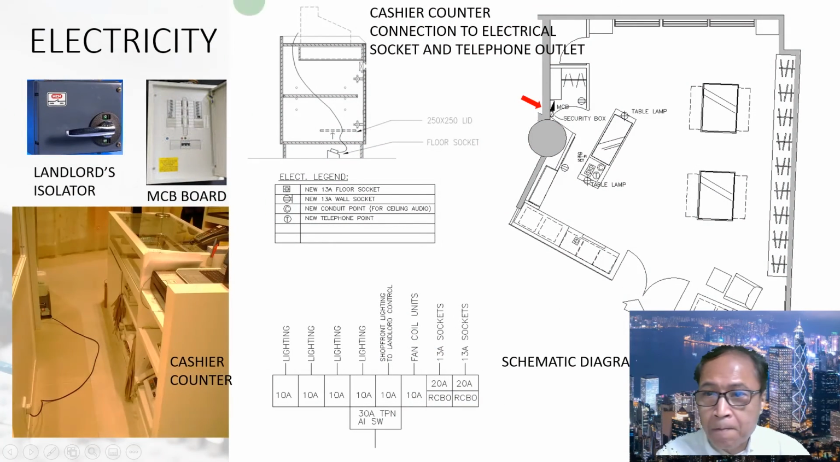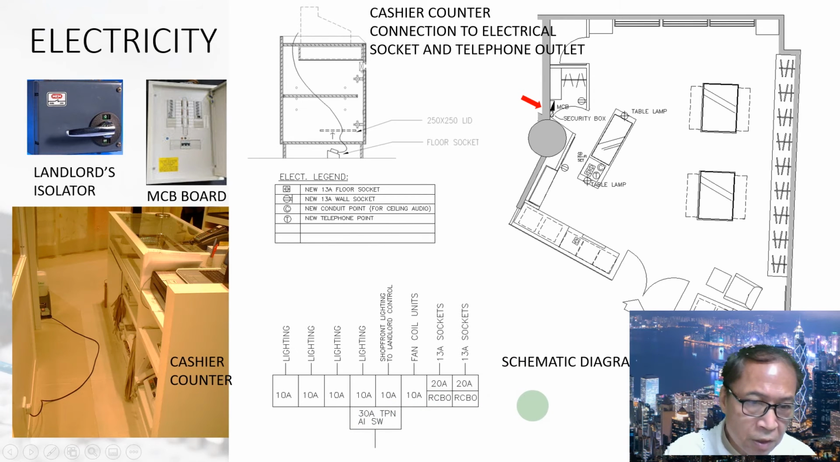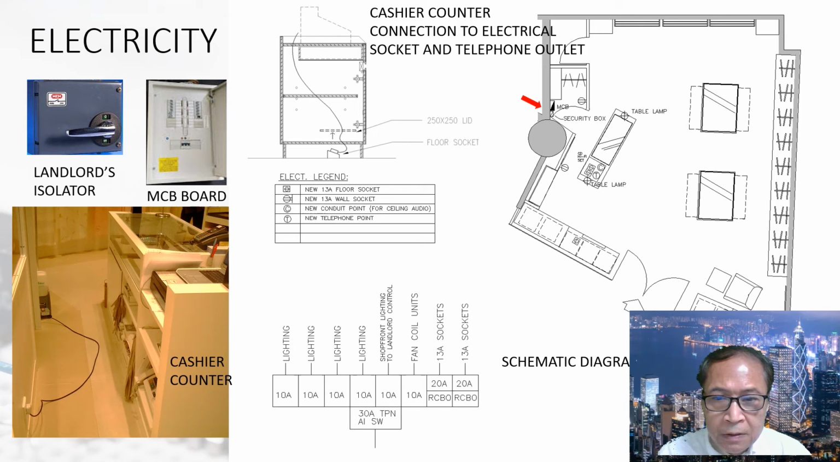Electricity. You see, this is the isolator. It mostly comes from the premises. They're from the landlord. They provide the isolator. You connect your MCB board to the isolator. These are 30 ampere triple pole neutral. In Hong Kong it is 220 volt. Mostly this is triple pole neutral. Triple pole neutral means we have 4 cables, 3 phase supply. We call it 3 phase.